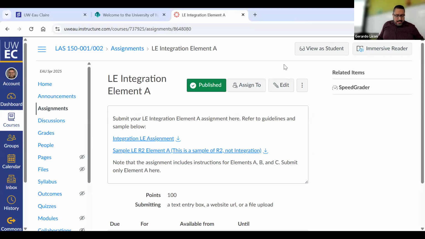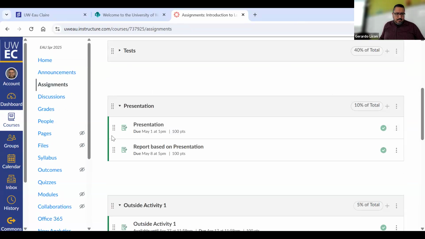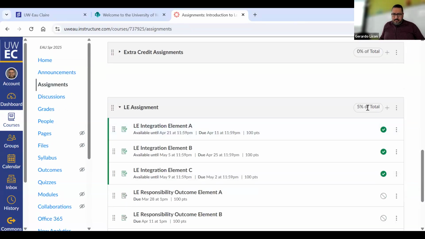Okay, so again, a heads up that the learning outcome assignment is coming up and will be due in 2 weeks. And so the learning outcome assignment is worth, I believe, 5% of your final course grade. Double check that. Yep, 5%.